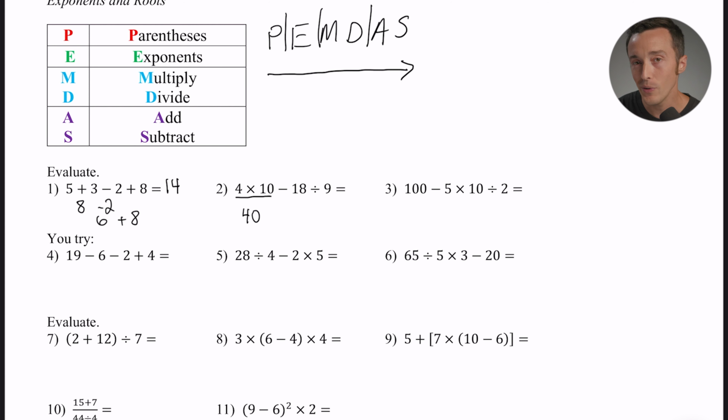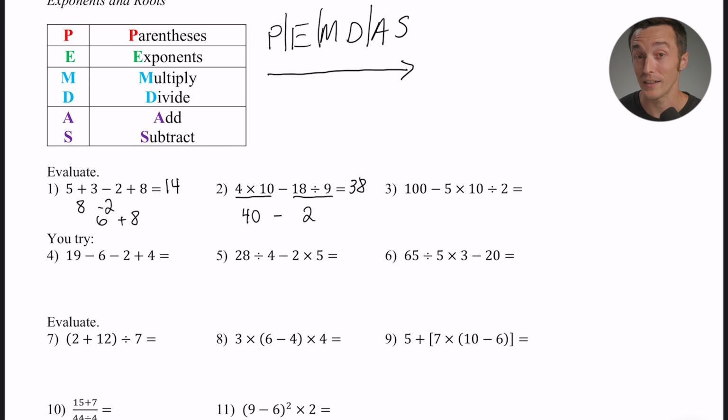Now, I don't want to do anything with that subtraction yet because I have to first do the division. Remember, multiplication and division is going to come before subtraction. So what about the 18 divided by 9? Well, that much is 2. So really what this problem can simplify to is 40 subtract 2. Well, that's 38. Now, if you weren't using the order of operations and you just did everything left to right, you wouldn't get the right answer.